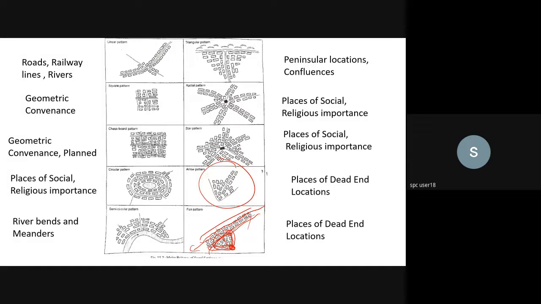As I said, you could have similar types of locations in urban areas as well, but the problem being that the scale is so huge. Even if you stand at a higher point, it would be difficult for the normal human eye to catch the pattern of a particular region.